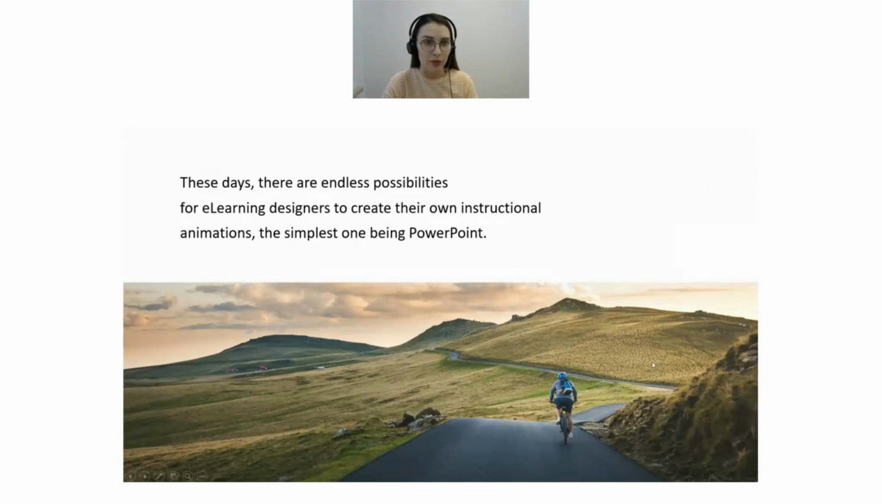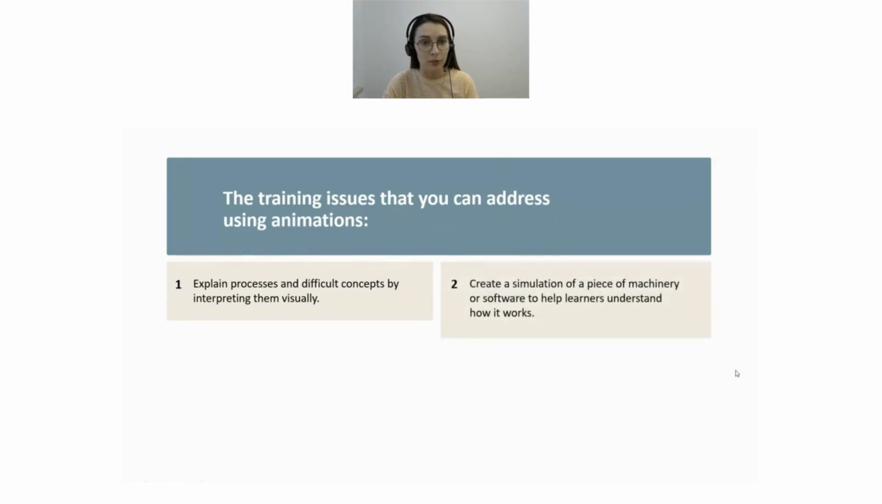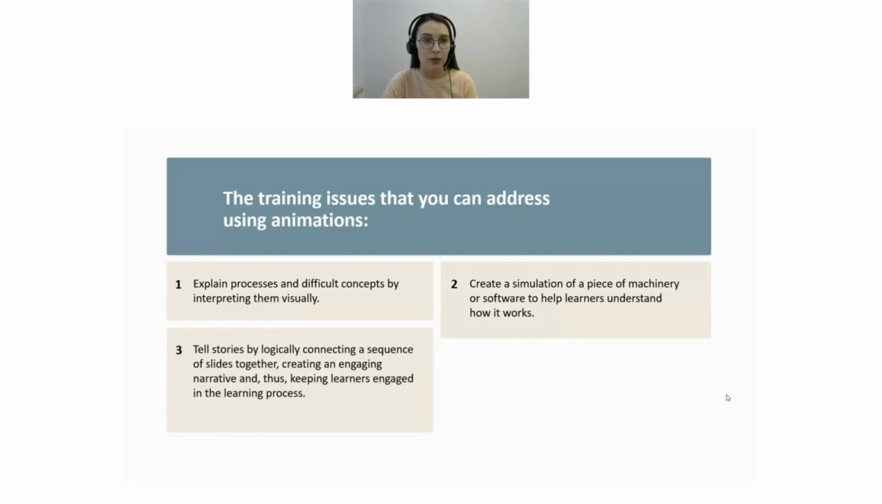There are several training issues that you can address using animation. Explain processes and difficult concepts by interpreting them visually. Create a simulation of a piece of machinery or software to help learners understand how it works. Tell stories by logically connecting a sequence of slides together, creating an engaging narrative and thus keeping learners engaged in the learning process. Breathe life into slides with some simple interactivity.